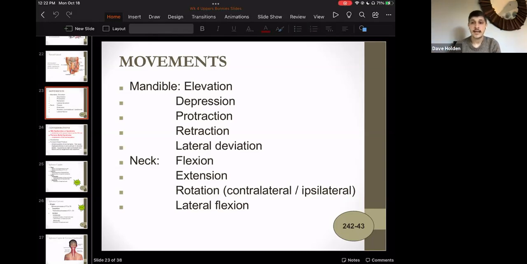We can protract the mandible. Think about an underbite where we push the mandible forward. And we can also retract where we pull the mandible in. Think of an overbite. So we retract the mandible like this. We also have lateral deviation, which we talked about earlier. Now, the key point here is all of these actions are used in chewing, right?